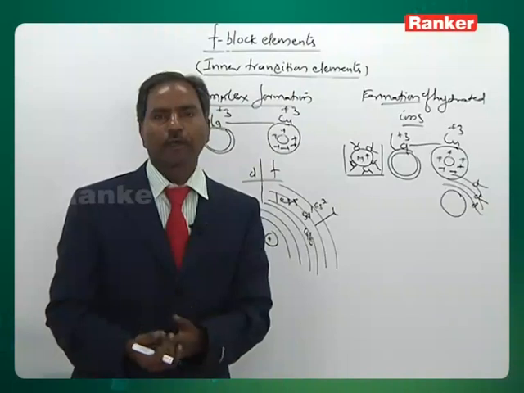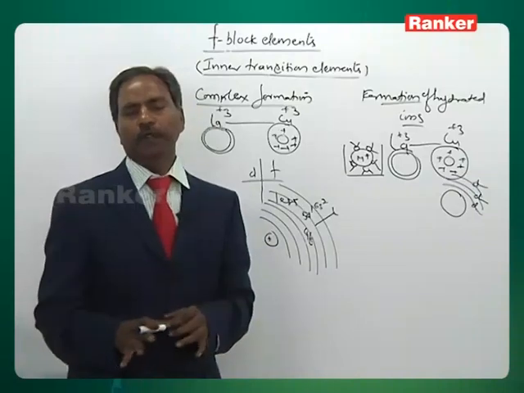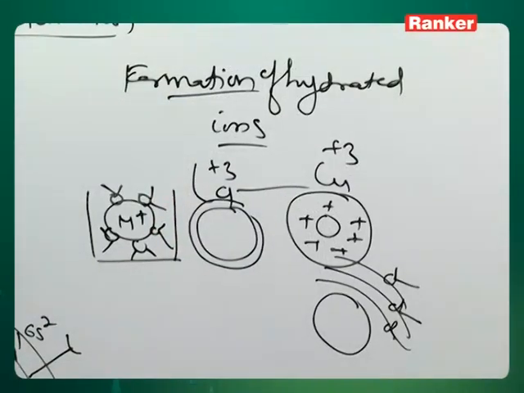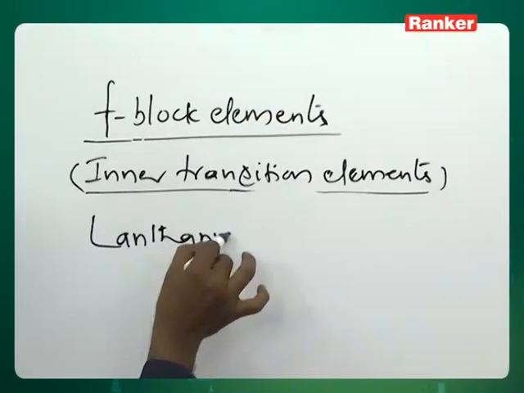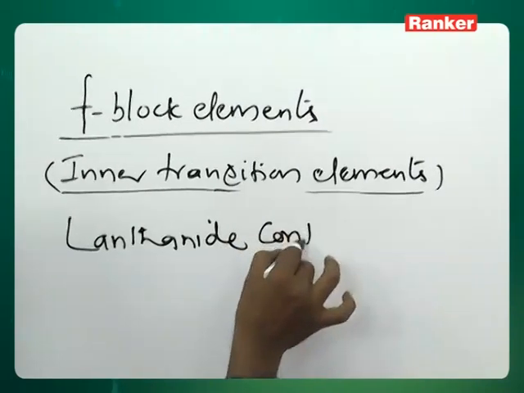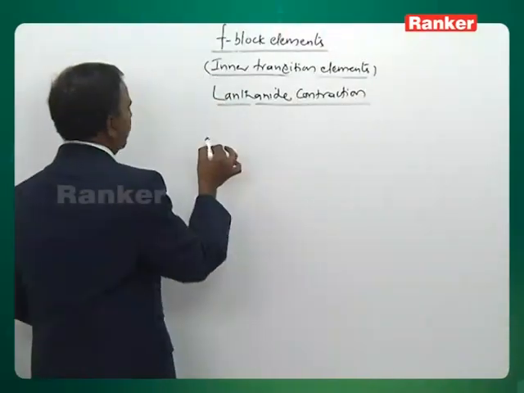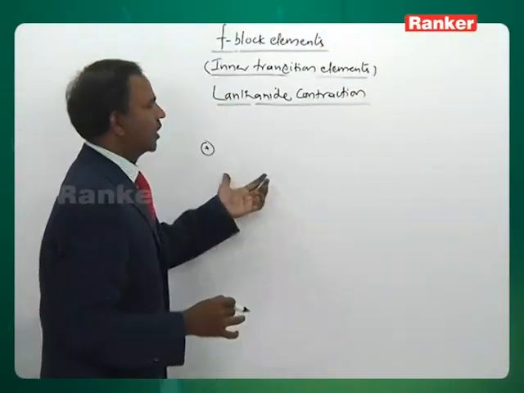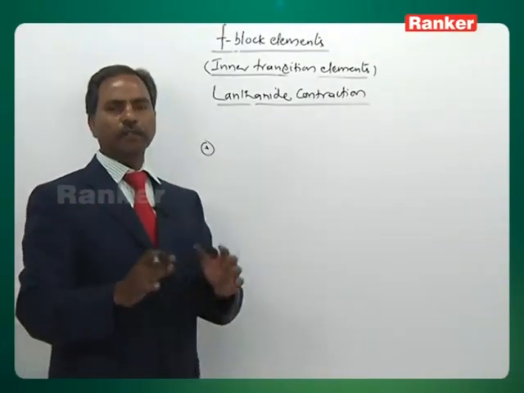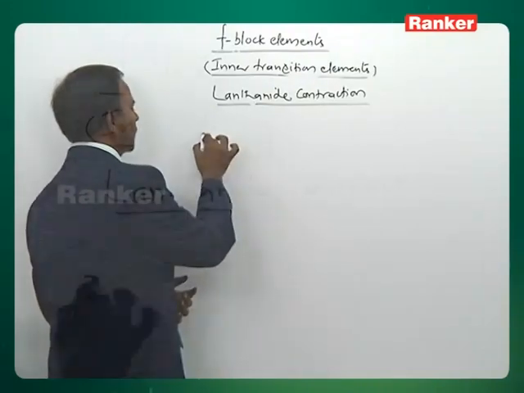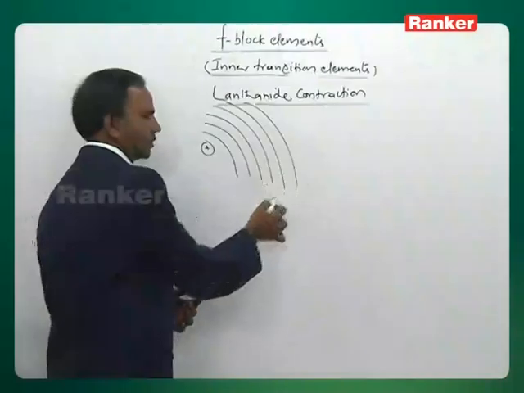Next, let us discuss what lanthanide contraction is, and what its effects are. The next concept we discuss is lanthanide contraction. In the case of lanthanides, many times I have shown the electronic configuration of lanthanides. Let us talk about the sixth shell. Let me write 6 shells: first shell, second shell, third shell, fourth shell, fifth shell, and again a sixth shell.